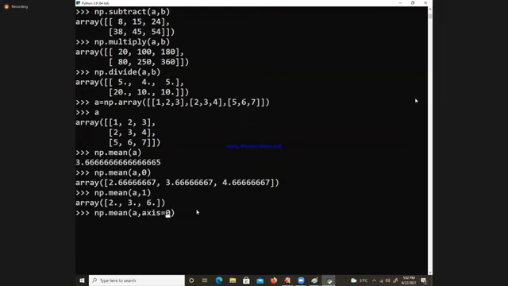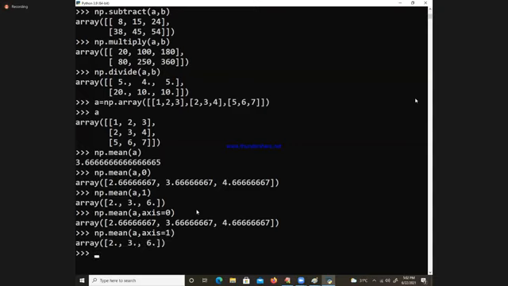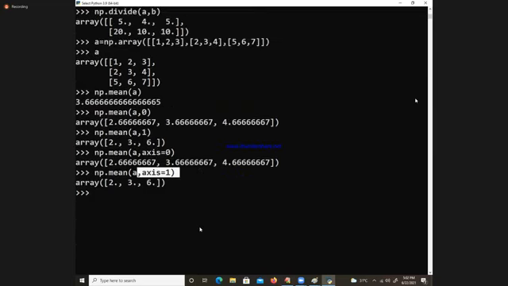Axis is equal to 0, then the same answer. Axis is equal to 1, also the same. It is nothing but keyword arguments only. In Python, keyword arguments only. Simple, not difficult at all.